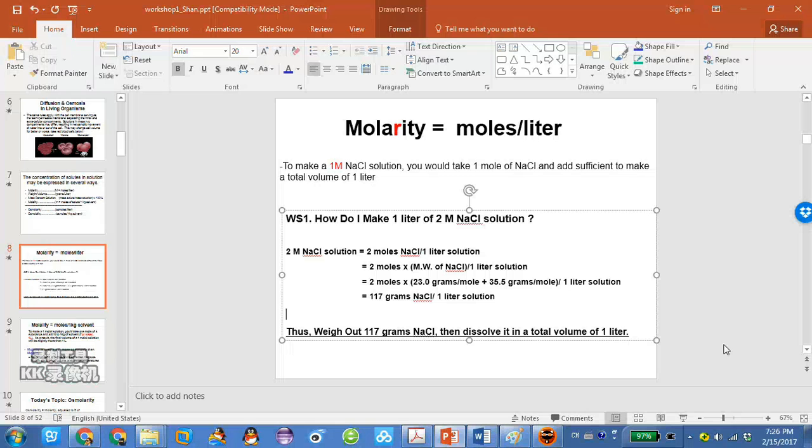So for you to make the solution more precisely, the process should be described this way. We put 117 grams of NaCl with a small amount of water and dissolve them thoroughly in a beaker. And then we transfer the small amount of solution into a graduated cylinder. And then we add enough water into the graduated cylinder to make a total volume of 1 liter of solution. That's the whole description of how to make the solution.